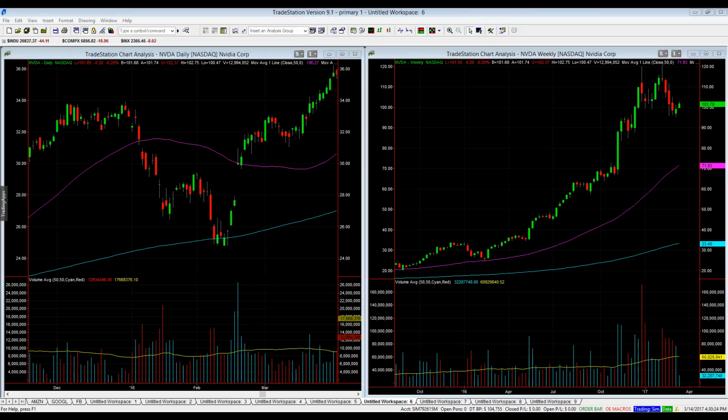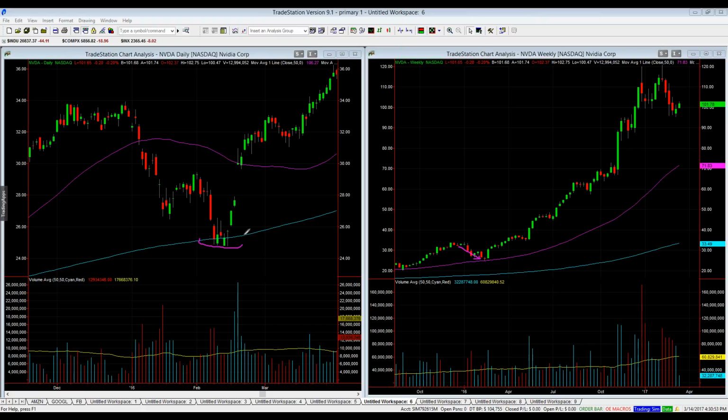Final example here is from Nvidia. We're looking at a daily chart on the left side from early 2016. Now, to set this up, I want to show the weekly chart because this is the breakout we're looking at, where the stock goes from 20 bucks to about 35 bucks, makes a big time move, big time breakout, but then has a big pullback from 35 down to about 25.